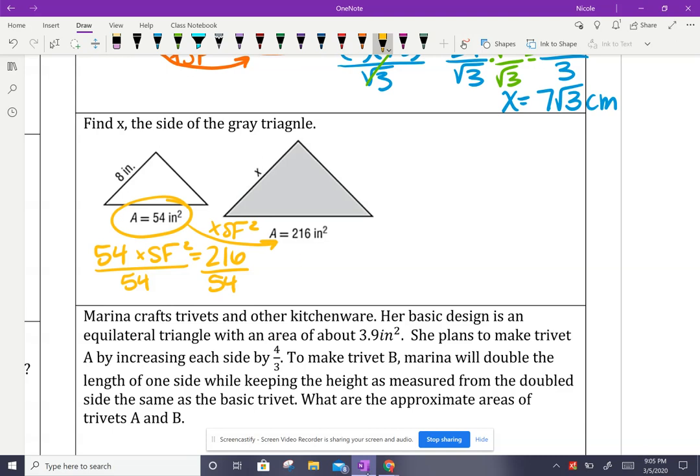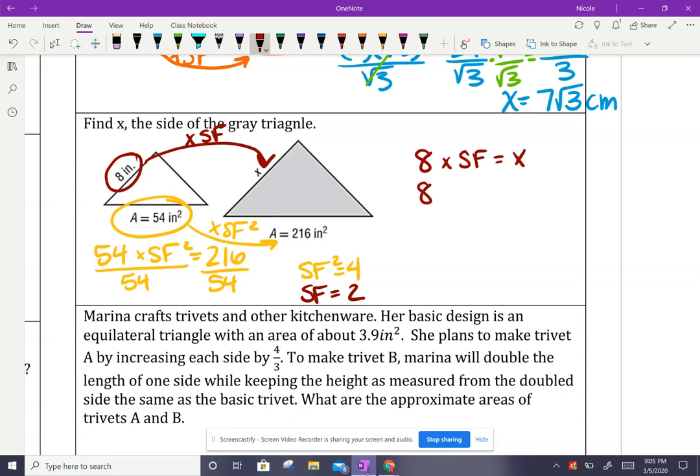And that gives me scale factor squared is 4. If scale factor squared is 4, then you square root both sides. Scale factor is 2. So now I can go from 8 to x by multiplying by just the scale factor. So 8 times 2 equals x. So x is going to be equal to 16.